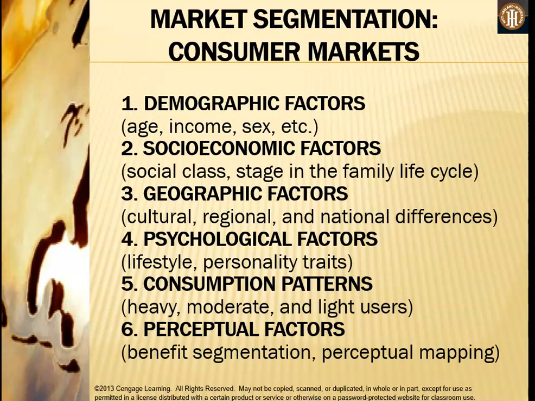So consumer markets consist of demographic factors such as age, income, and sex, socioeconomic factors such as social class and stage in family life cycle, and geographical factors, which include cultural, regional, and national differences. Then we have psychological factors, that are lifestyle and personality traits. Then we look at consumption patterns, whether it's heavy, moderate, or some customers may be light users. Then we look at perception factors, which is the benefit segmentation or the perceptual mapping that firms will do to figure out how customers perceive their products, or how they perceive the customers.